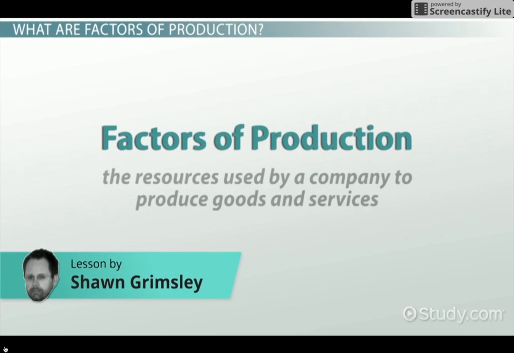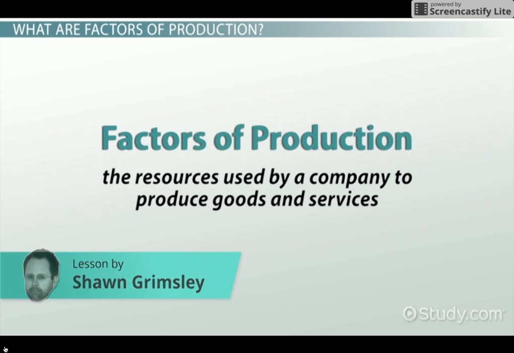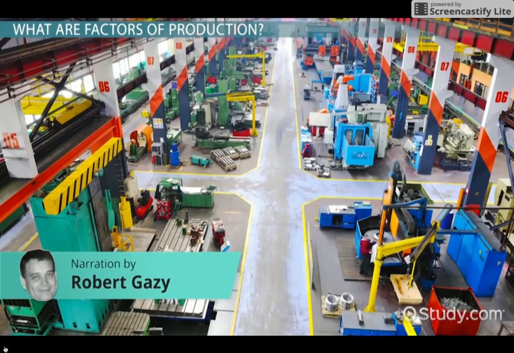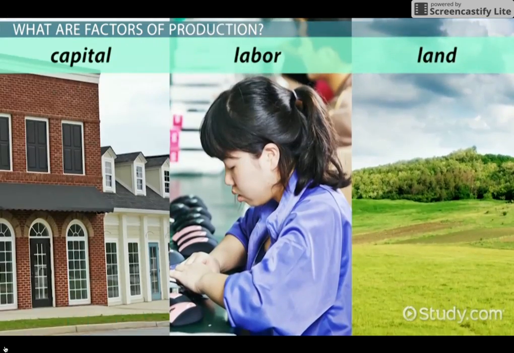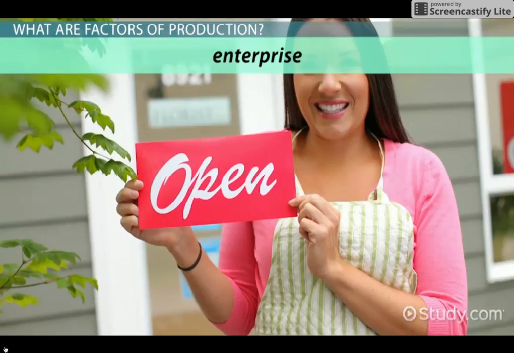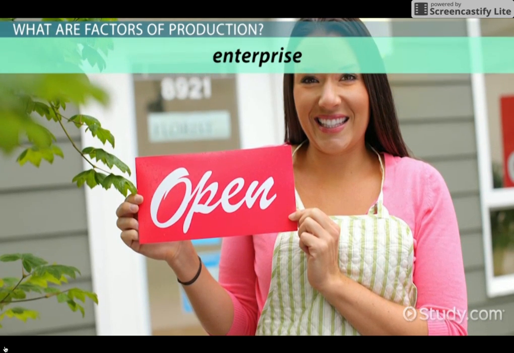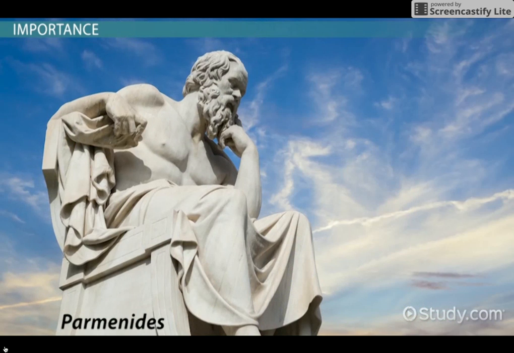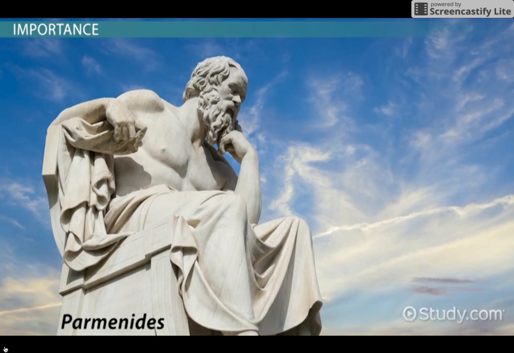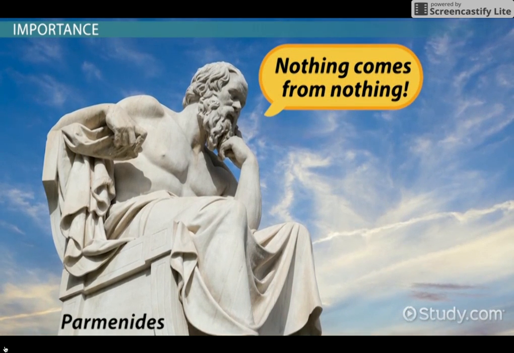Factors of production are the resources used by a company to produce goods and services. The universally recognized factors of production include land, labor, and capital. Some scholars include enterprise, entrepreneurship, as a fourth factor, while many argue that it should fall under labor. As the Greek philosopher Parmenides said, nothing comes from nothing.